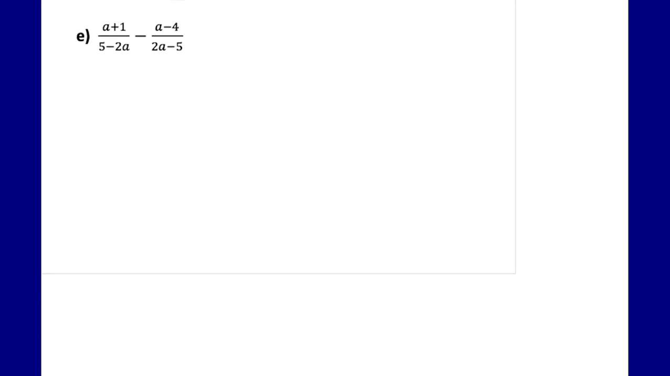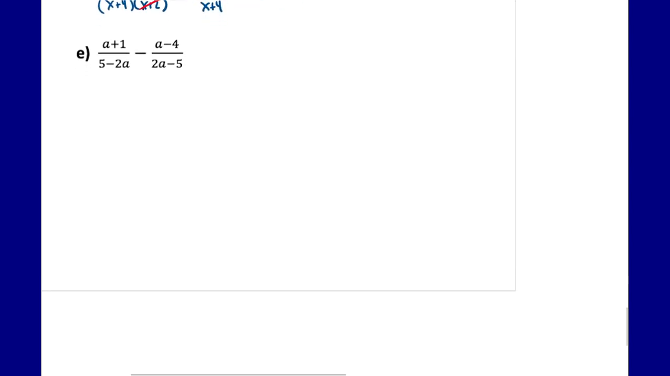In the last example, a plus 1 divided by 5 minus 2a, minus a minus 4 divided by 2a minus 5. Right? So in this example, sometimes the denominator only differs by a factor of -1. So in some cases, we may only have to change it slightly without having to do anything really drastic.